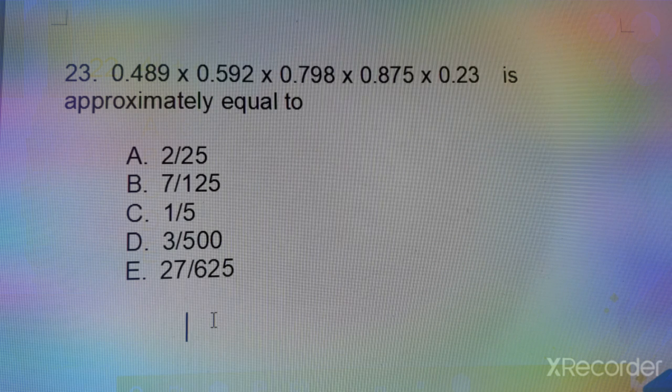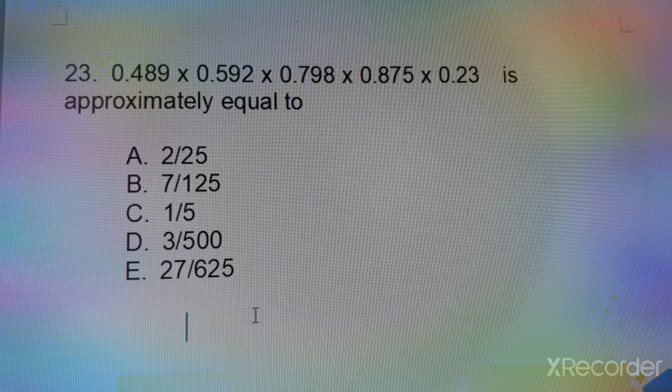Number 23. 0.489 times 0.592 times 0.798 times 0.875 times 0.23 is approximately equal to A, 2 over 25, B, 7 over 125, C, 1/5, D, 3 over 500, E, 27 over 625. Now, approximately equal to. So we need to round these numbers off for easy multiplication.